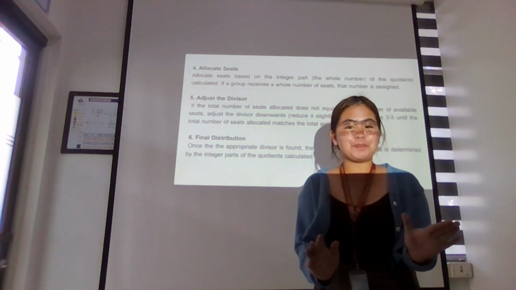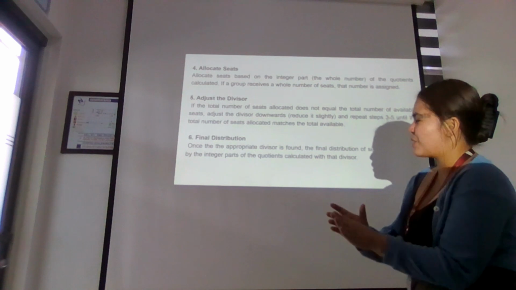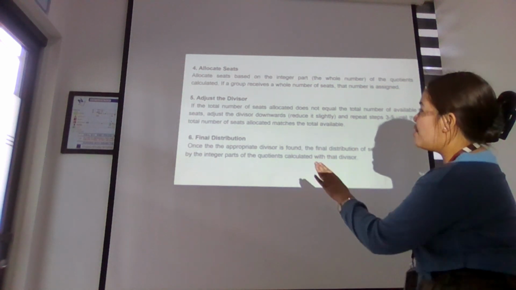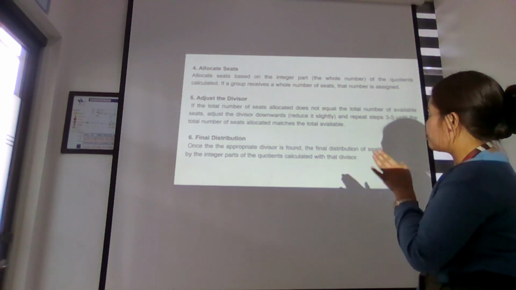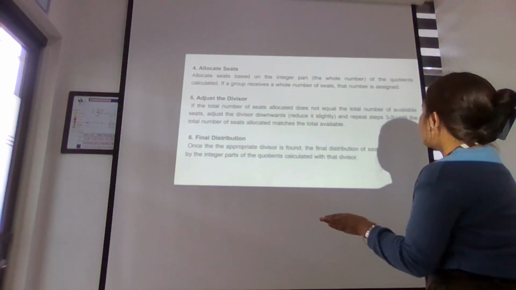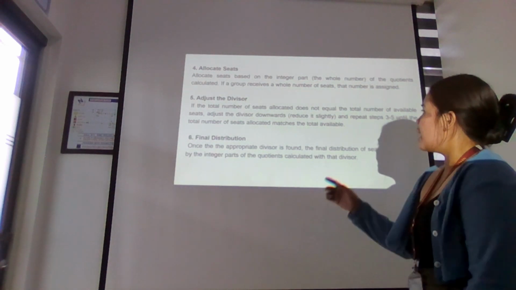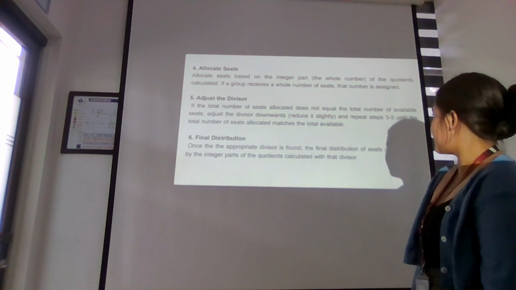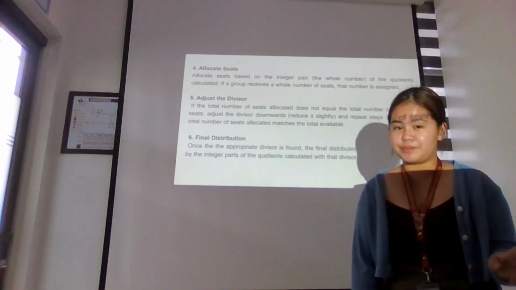The fourth step is to allocate seats. So what does that mean? Allocate seats based on the integer part, the whole number, of the quotient calculated. If the group receives a whole number of seats, that number is assigned.